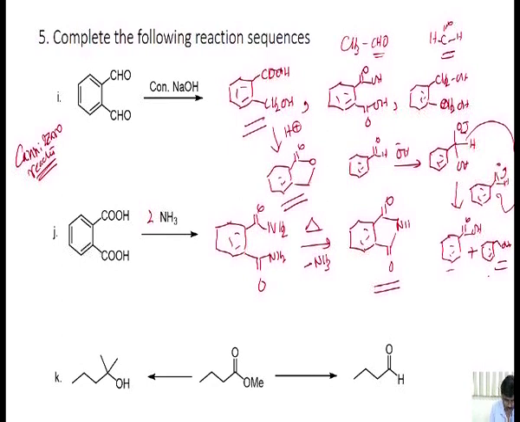So when you have this dicarboxylic acid, which is known as phthalic acid, and you react it with 2 equivalents of ammonia, you form the amide. When you heat it, it can undergo further reaction to give the imide as the product.